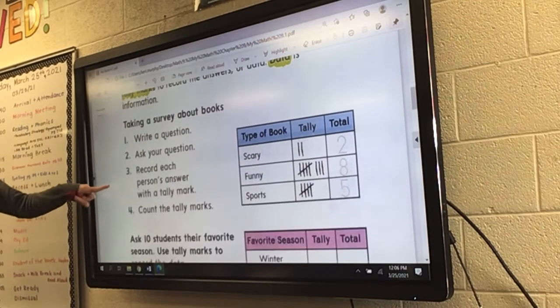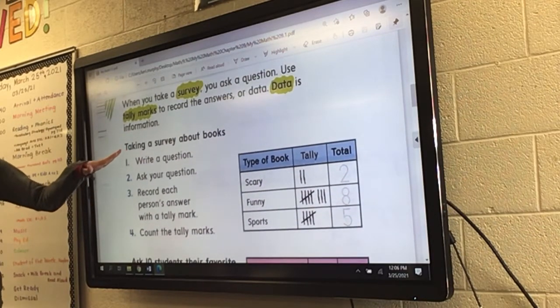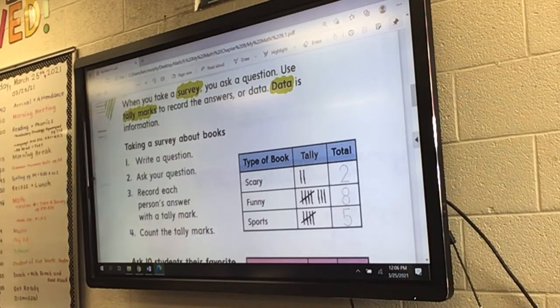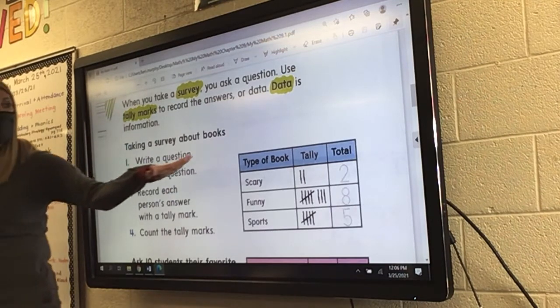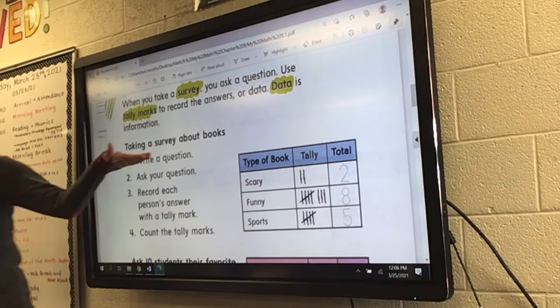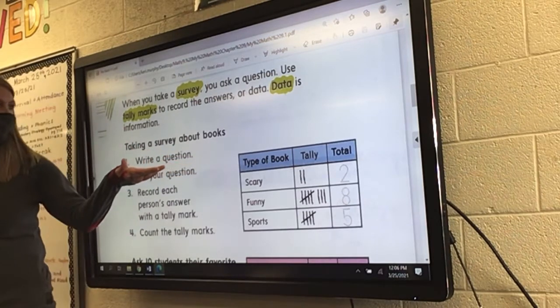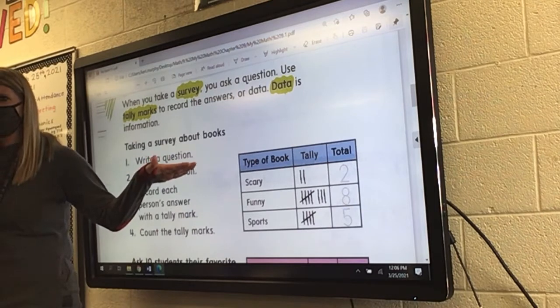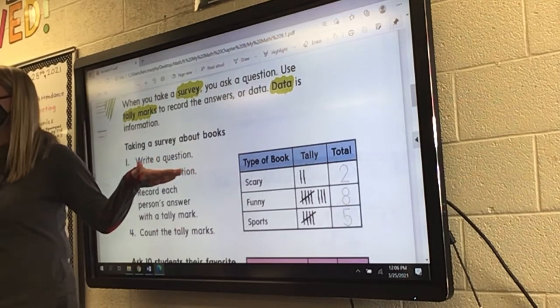So look at this survey here. Here's a survey about books. The first thing was they asked a question. And who can find the question? It's kind of hard to see, but it is actually kind of in a title on this chart. Who can find the question? John. What are they asking about books?